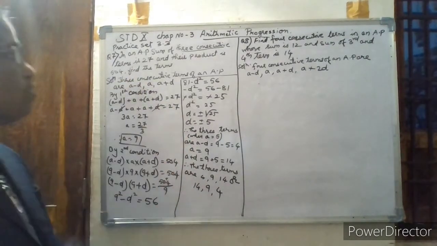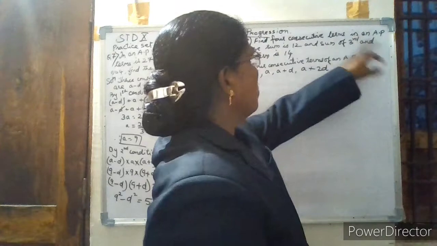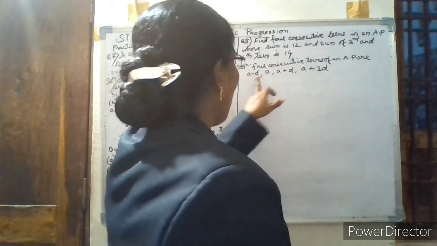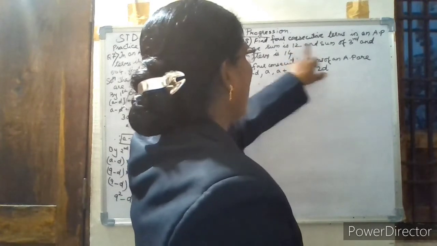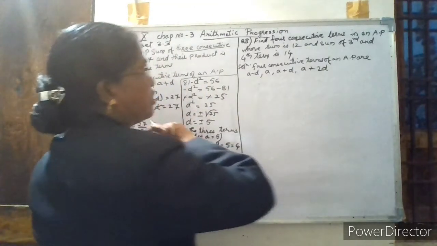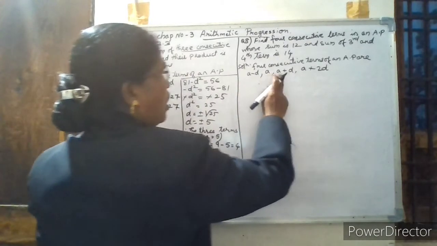In the same manner, come to this question. This is about 4 consecutive terms. Find 4 consecutive terms in an AP whose sum of all the 4 terms is 12 and sum of the third and fourth term is 14, given. This is the second condition. So 4 consecutive terms of an AP are a minus d, a plus d, and then a plus 2d.